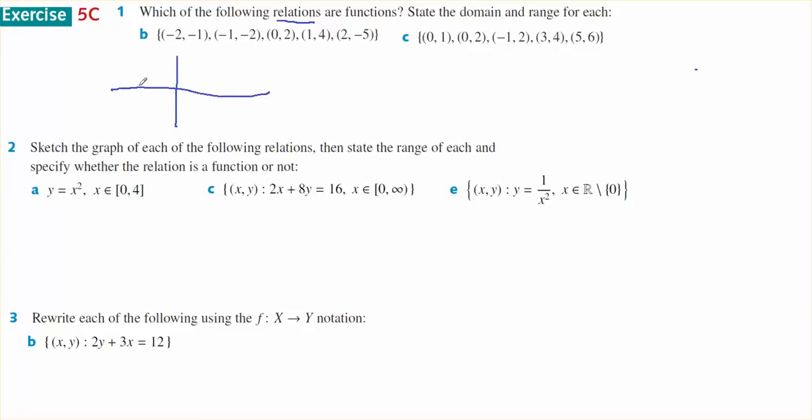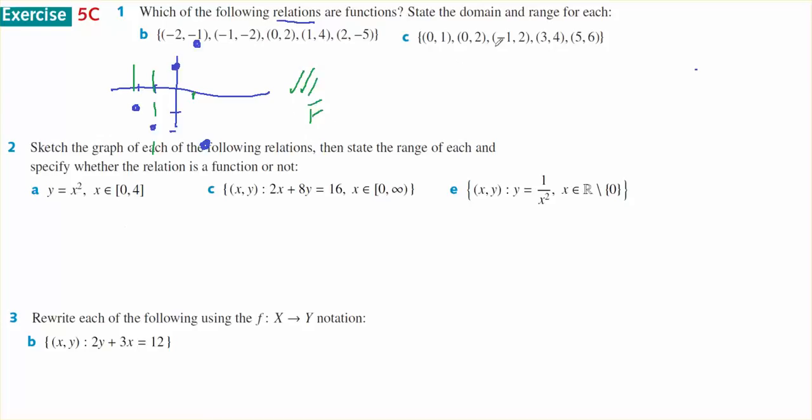So this point here at -2, -1. This point here is -1, -2. This point here is 0 and 2. This point here is 1 and 4. This point here is 2 and -5. Okay, each x value only has the one y value, passes the vertical line. That was at 1 and that was at 2. So they are functions. Each x has a unique y.